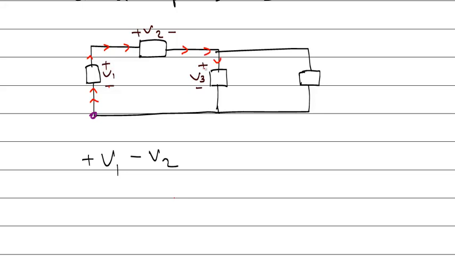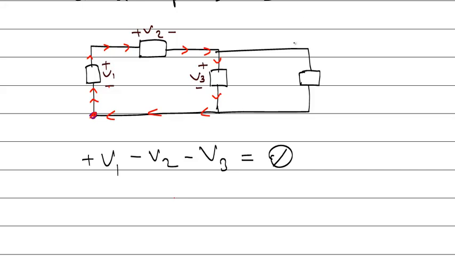You see a plus sign, then minus, it means there is a voltage drop again. Minus V3, summation is 0. Because you reach the same node, the same point.